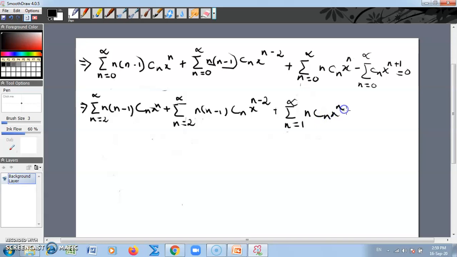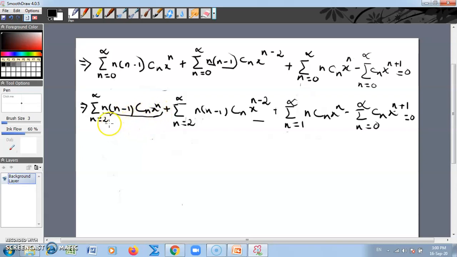to the power n, minus, n goes from 0 to infinity Cn x to the power n plus 1, which is equal to 0. Now students, we are going to do something here. In the next step, we'll try to make all the powers x to the power n. You must remember that this is not just an expression n minus 1 Cn x to the power n. This is a whole infinite series. Each of them is an infinite series, so we will have so many terms.